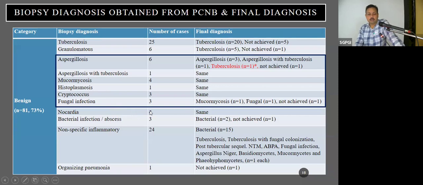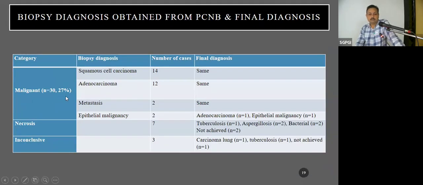We had nocardia in 4 patients, and bacterial abscess or infection in 3 cases. In 24 cases where the biopsy gave only a non-specific inflammatory result, 15 patients responded to antibiotics, and a diagnosis of bacterial infection was made. However, in 9 patients, other diagnoses like tuberculosis, fungal colonization, non-tubercular mycobacteria, and fungal infection were made. So most of our patients were benign, 73% of the cases, and mostly they were infections.